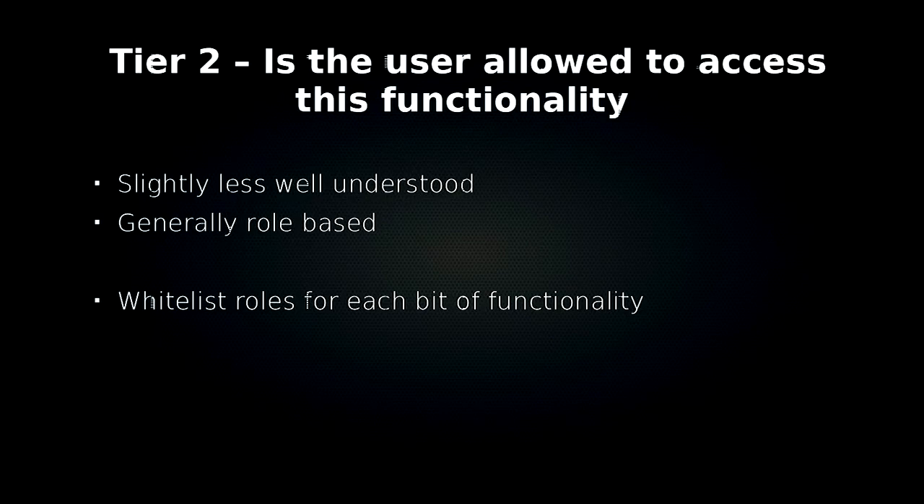Okay, so tier 2, is the user allowed to access this functionality? So this is pretty well understood, but maybe not. This is normally role-based, and you'll have a list of roles, and you'll say, all right, you're this role, therefore you're allowed to access these things. And you're this role, you can access these things. So I'm talking at a controller method level, where you've got, say, a function that creates a user, a function that deletes a user, a function that updates a user. So for each one of those, you would specify what roles should be able to access those. Now that's not too hard, right?